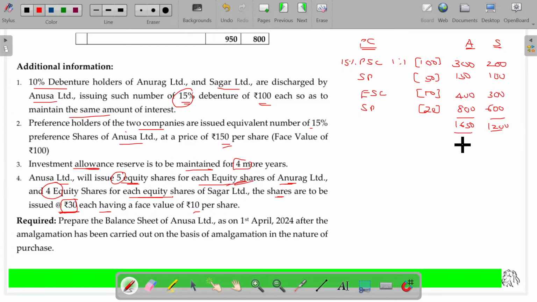1200. Okay. Prepare the balance sheet of Anusha Limited as of 1st April 2024 after the amalgamation has been carried out on the basis of amalgamation in the nature of purchase. So you are not asked to pass journal entries or the purchase account, nothing. Directly you have to prepare a new balance sheet, right? So let's start with.